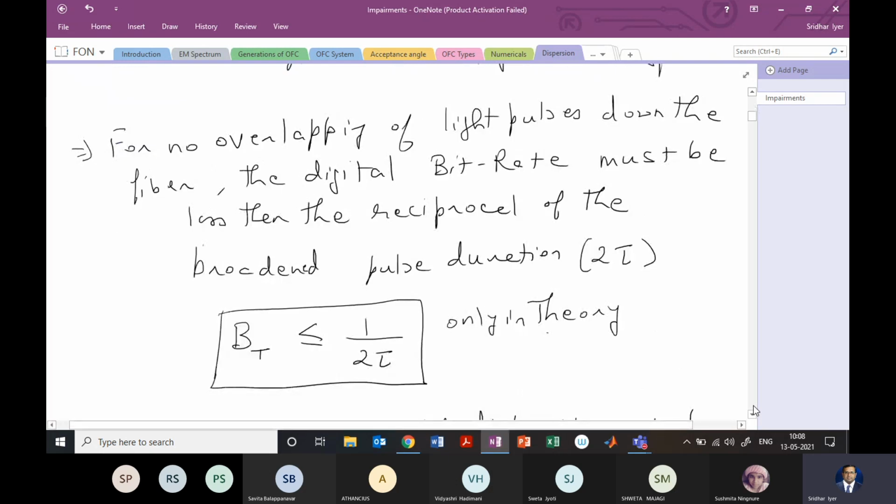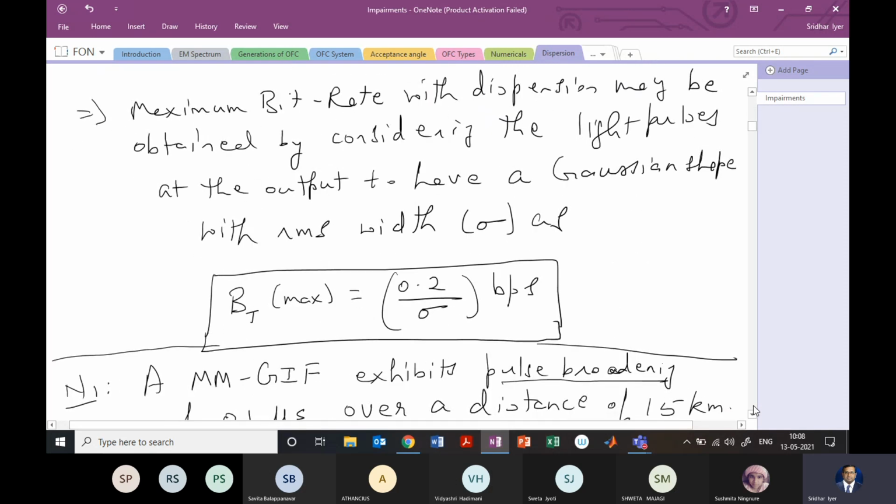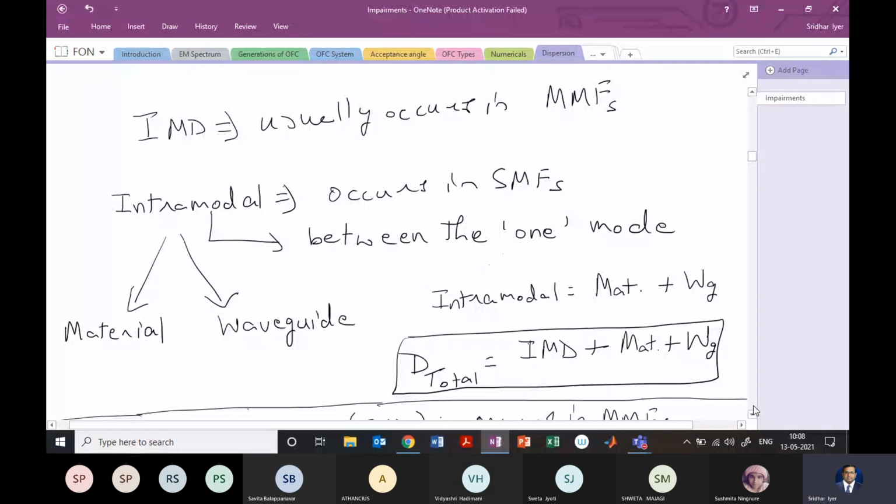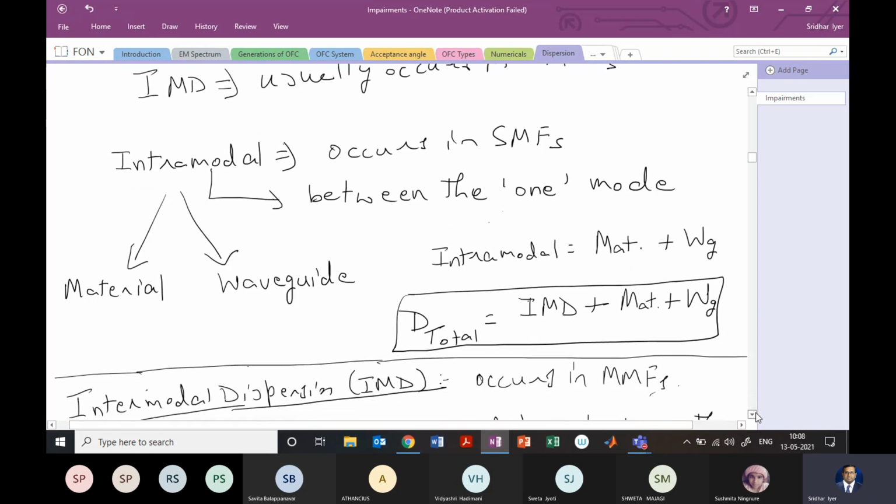So we have seen how the bandwidth can be related to this broadening, that is the maximum bit rate that is related to the broadening. We've solved a problem based on that. We have looked at the two types of dispersions, namely the intermodal dispersion, which occurs mostly in the multimode fiber, and then the intramodal dispersion, which occurs in the single mode fiber. The intramodal dispersion has two subparts, namely the material and the waveguide dispersion.